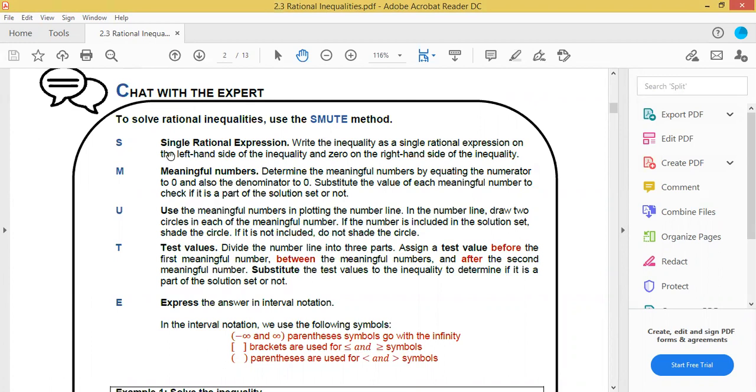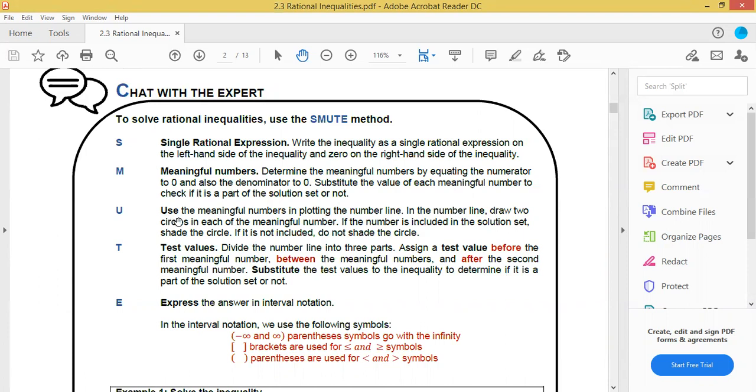S stands for single rational expression. Be sure that the single rational expression is found on the left-hand side of the inequality, and 0 is on the right-hand side of the inequality. M, meaningful numbers. We need to solve the meaningful numbers by equating our numerator and denominator to 0. Substitute the value of each meaningful number to check if that meaningful number is part of the solution set or not.